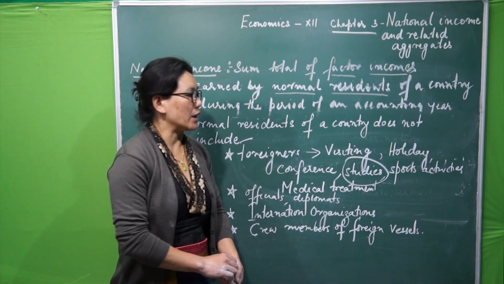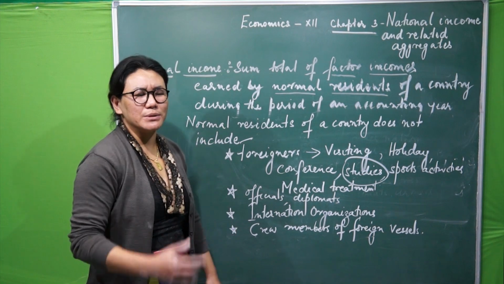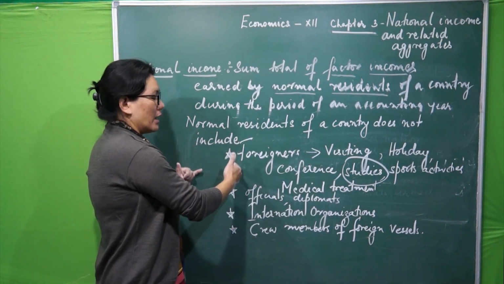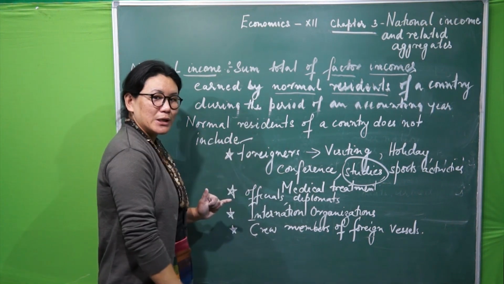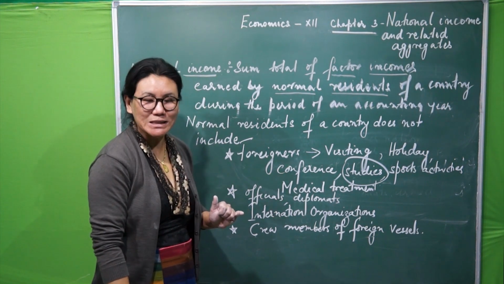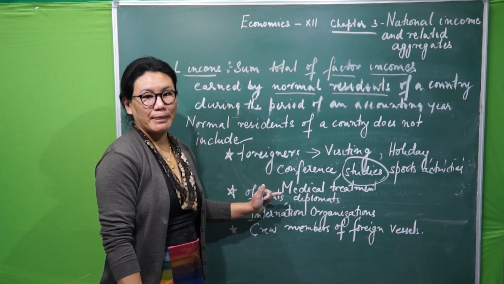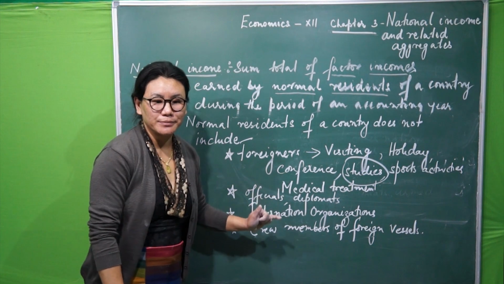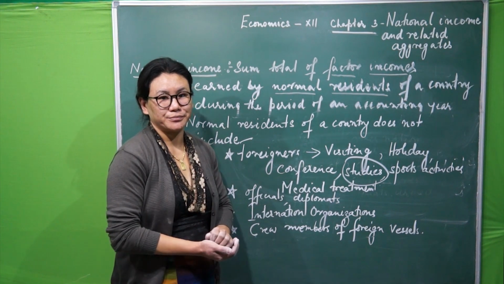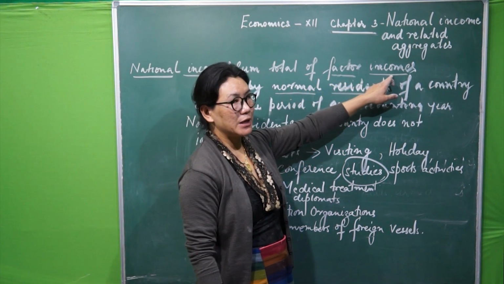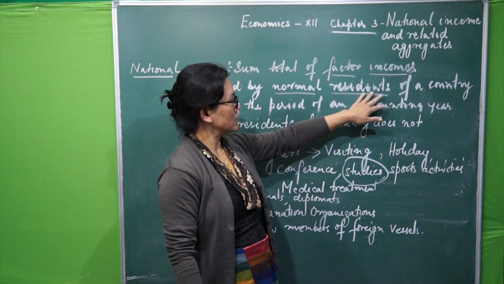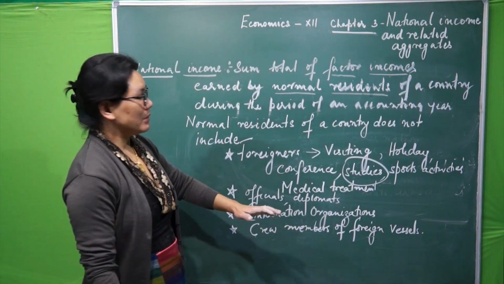Is that clear? Okay. So like this, with many examples, I have shown here about the normal resident of a country as well as non-resident of a country by taking India as the example in some cases. Right? Now, we are done with factor incomes, meaning, as well as normal resident. Hope the things are clear to you. Now, we will come back to it again.